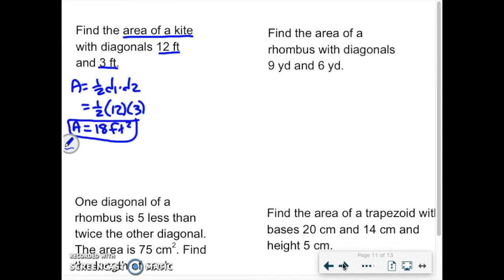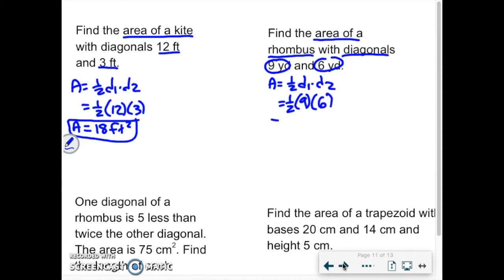Same thing over here. They changed the word to rhombus, but that doesn't change the formula at all. 1/2 diagonal 1, diagonal 2, and they gave us both diagonals. One of them is 9, one of them is 6. So I have everything that I need. 1/2 times 9 times 6. Half of 54, which is 27 for our final answer, square yards.